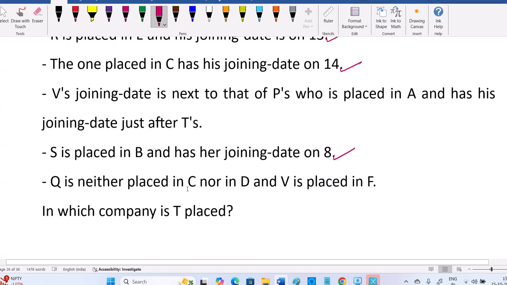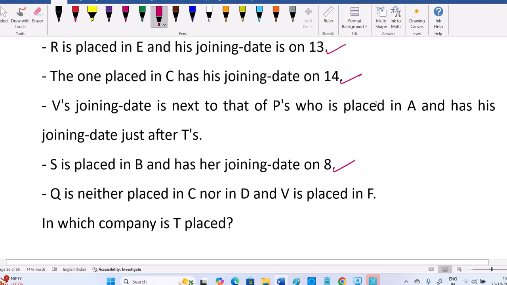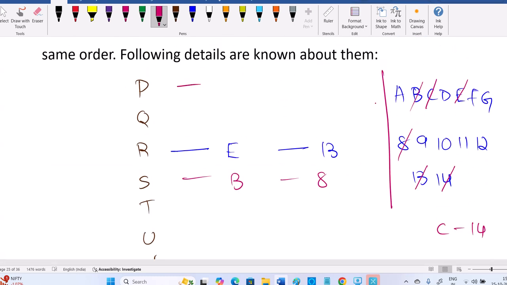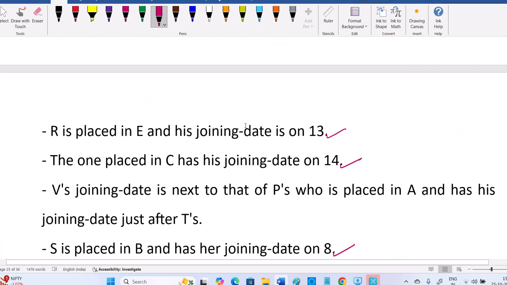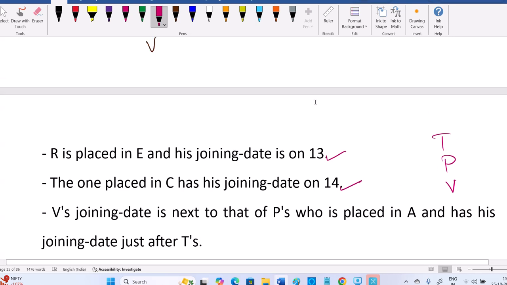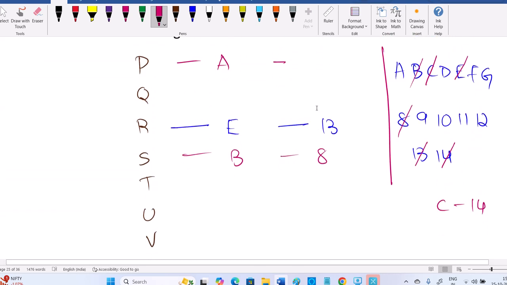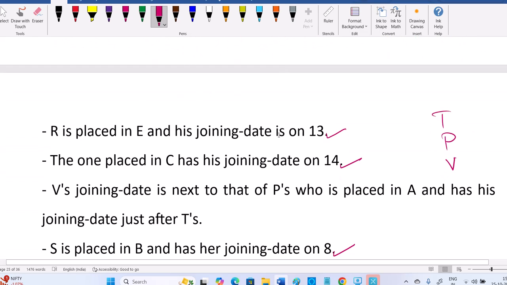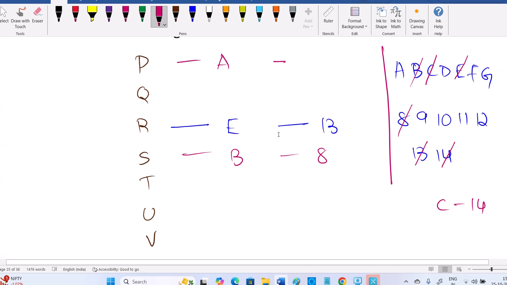Then there is data: V's joining date is next to that of P, who is placed in A. P is placed in A company. P's next date is V's. And P's joining date is just after T. See, V's joining date is next to P, whereas P's joining date is next to T. So T, next day P, next day V: T, P, V. Those three dates are consecutively required. Which three dates are consecutively available for us? 9, 10, 11. Right, TPV, 9, 10, 11 is available.